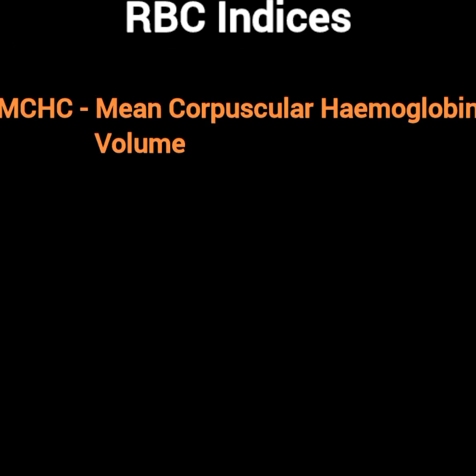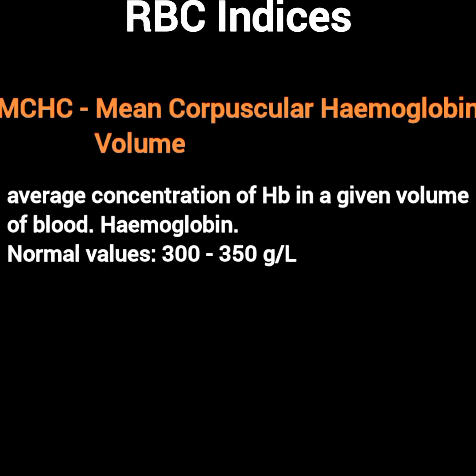MCHC is the average concentration of hemoglobin in a given volume of blood. The oxidized hemoglobin gives the reddened color of the blood. So it shows how concentrated or reddened the hemoglobin is in that volume of blood, and the normal values are 300 to 350 grams per liter.